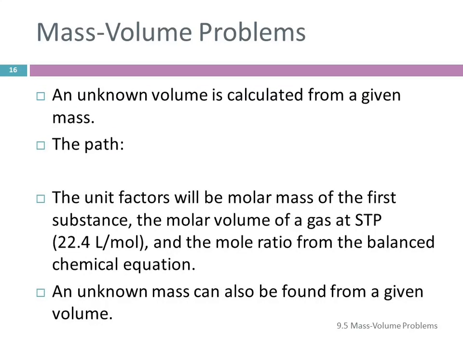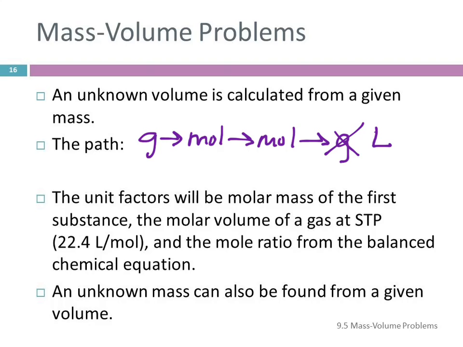Mass volume problems. So in this situation, we've got an unknown volume being calculated from a given mass. So the path for this is going to be related to grams to moles to moles to grams. Grams to moles to moles to grams. But now instead of going to grams at the end, we're going to go to volume. So probably liters, could be milliliters. Grams to moles to liters.